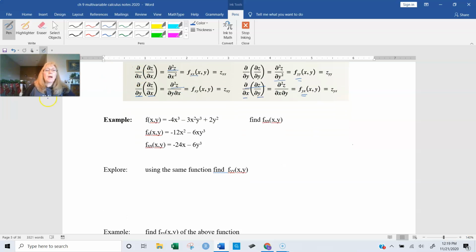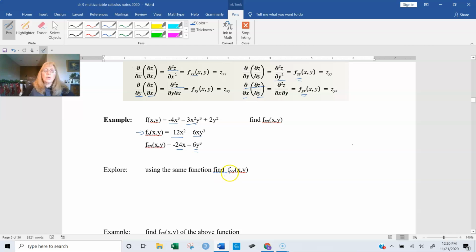All right, I want to find f of x. So we look at this and we do it with respect to x. So I got negative 12x squared, negative 6xy cubed. There is no x here, so it disappears. Now to find f of xx, I take this one and I do x again. So I take this one here, which gives me negative 24x. This one is a negative 6y cubed. Done.